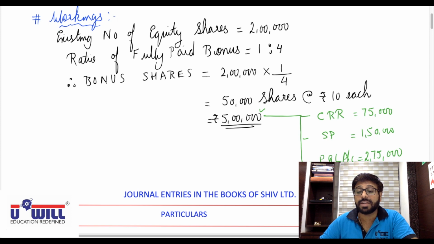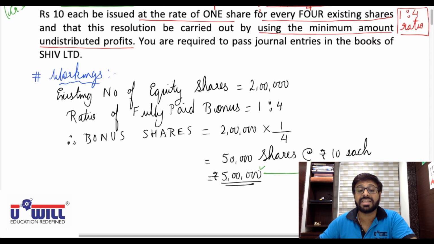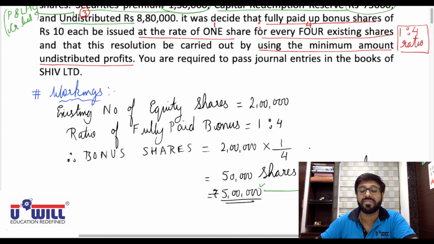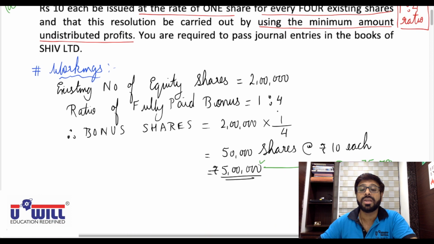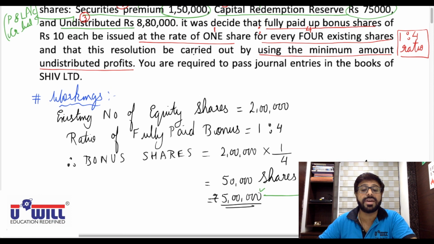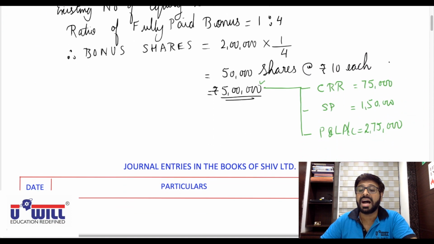Now 75,000 plus 1,50,000, do in calculators, 2,25,000. From 5 lakhs, 2,25,000 is taken here. So 5 lakhs minus 2,25,000, remaining 2,75,000 we take from this undistributed profits, that is P&L account. So this condition is also satisfied, that by using the minimum amount from undistributed profits, means after using the priority reserves, whatever minimum amount required, that only we utilize from P&L account.